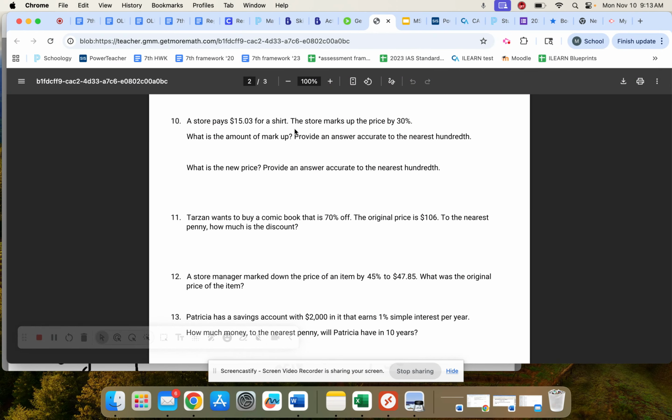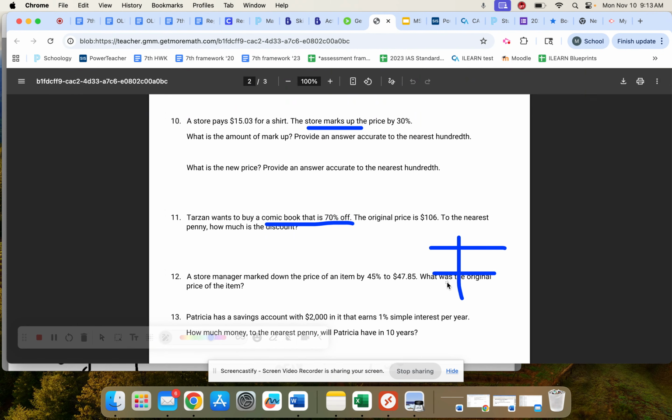Okay, the next few, the store marks up the price. Since it's a markup, it's going to be very similar to number 9. The comic book is 70% off, so you're going to decrease it by 70%. 12 is a little bit different. Let's put 12 up here.